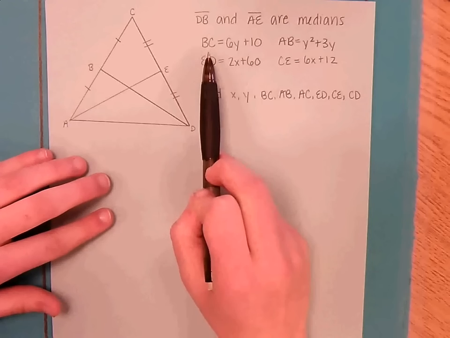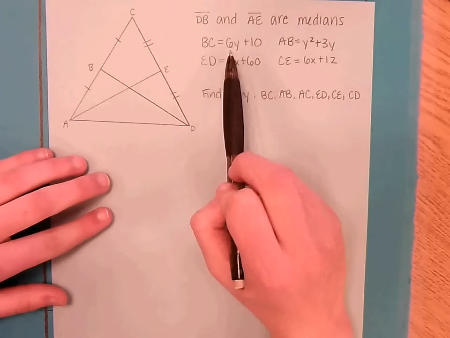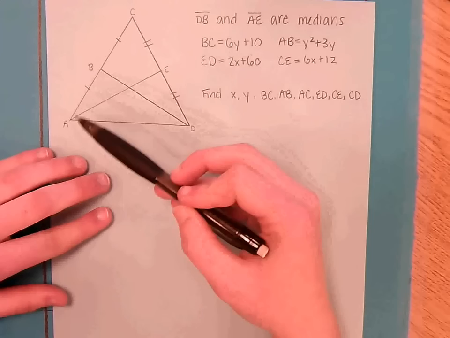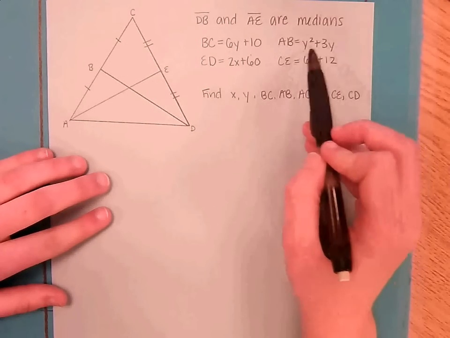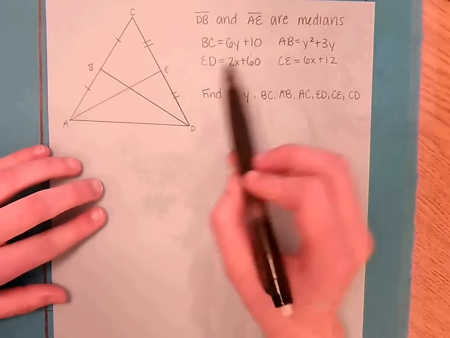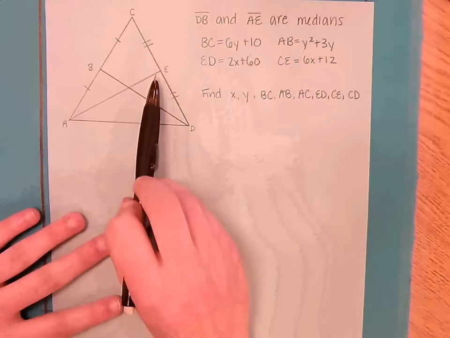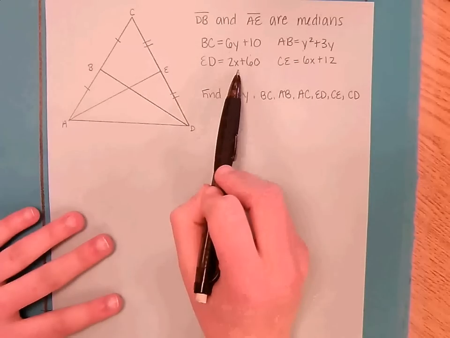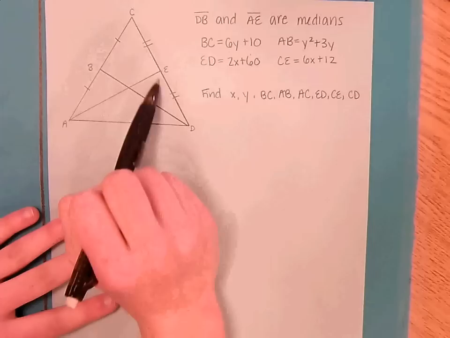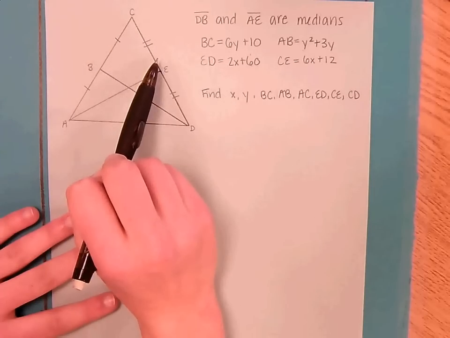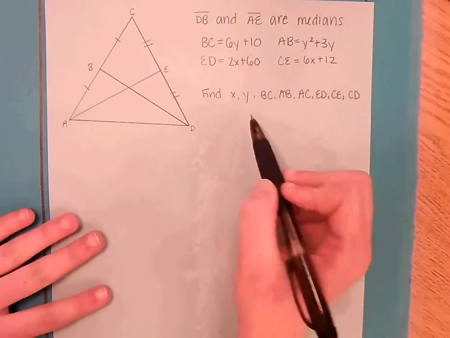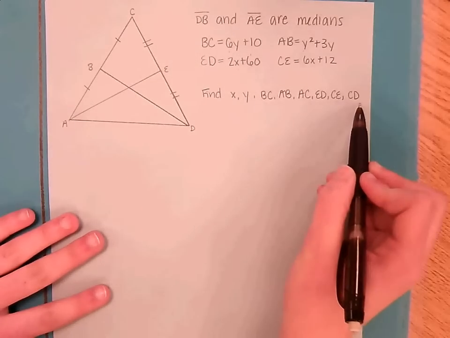And they gave you BC, which is this part right here, equals 6y plus 10. And this part AB right here is y squared plus 3y. Yes, we have a quadratic, but we'll work through it. And then part ED right here is 2x plus 60, and CE is right here, 6x plus 12. So what they want us to do is find x and y, and then find all of these.